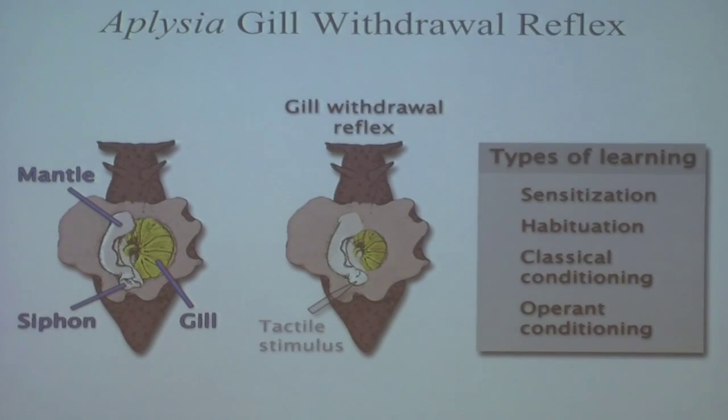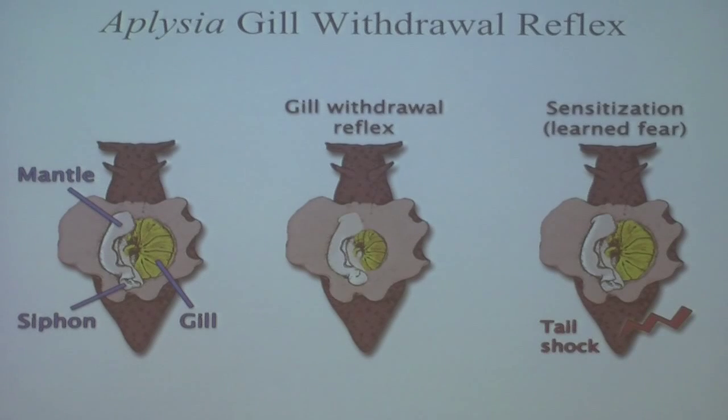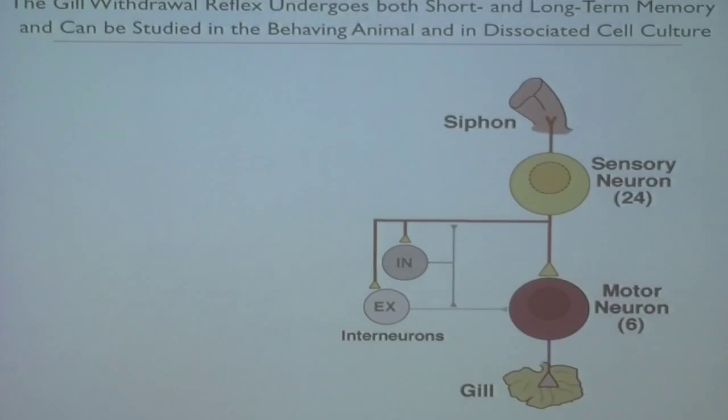This simple reflex can be modified by 4 types of learning: sensitization, habituation, classical conditioning, operant conditioning. I'm going to focus on sensitization. Sensitization is a form of learned fear. So if you apply a noxious stimulus to the tail and scare the animal, you apply a tactile stimulus, it'll be much more profound than if you apply that stimulus in the absence of fear. And that enhancement of the reflex persists for a period ranging from minutes to days, depending on number of repetitions.